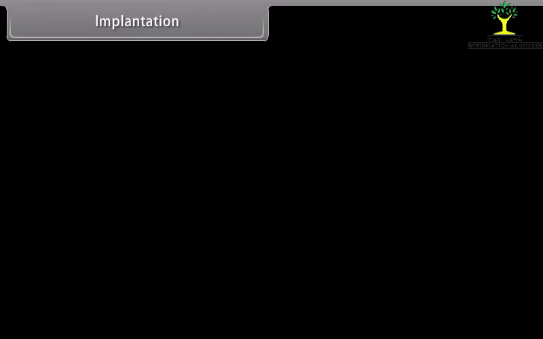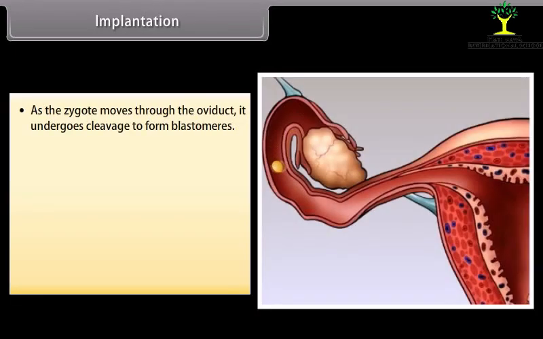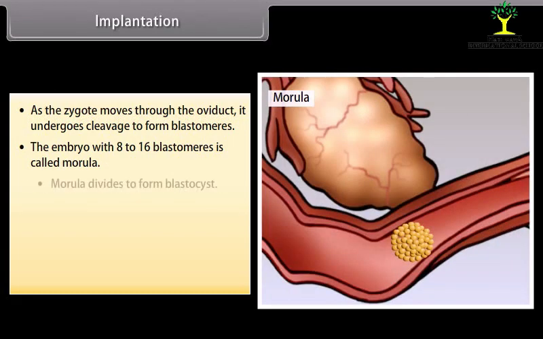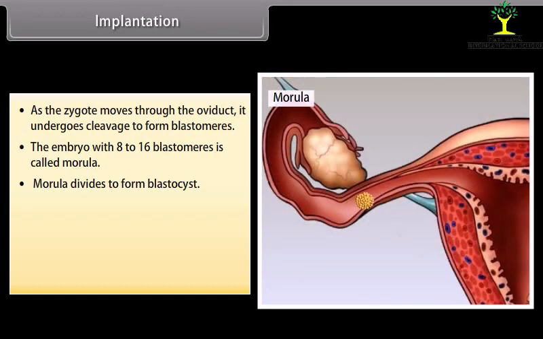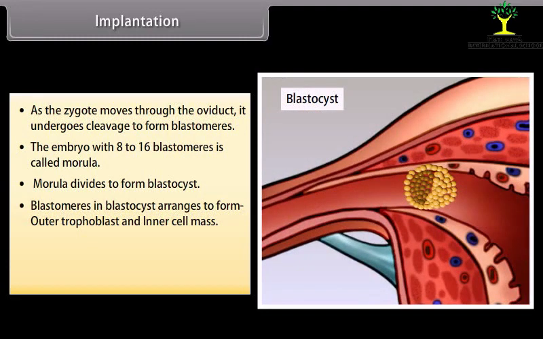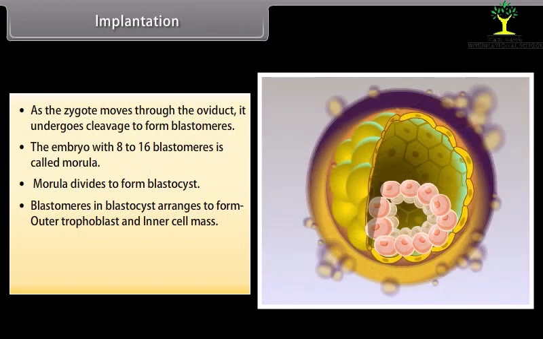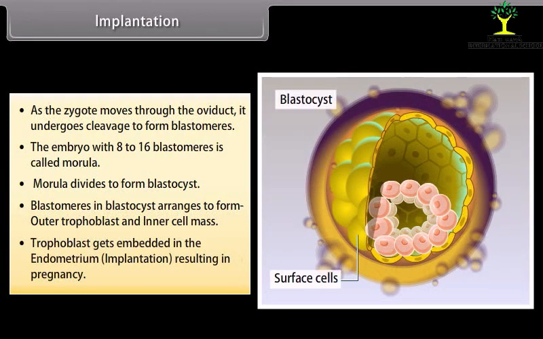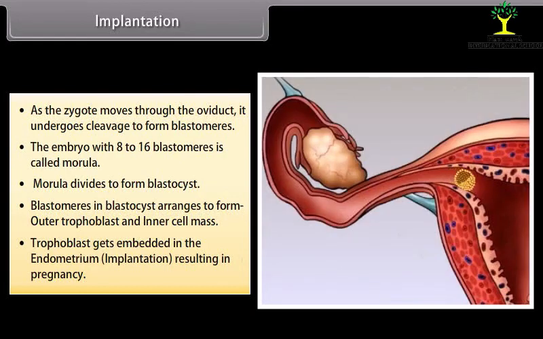Implantation. As the zygote moves through the oviduct, it undergoes cleavage to form blastomeres. The embryo with 8 to 16 blastomeres is called morula. Morula divides to form blastocyst. Blastomeres in blastocyst arrange to form outer trophoblast and inner cell mass. Trophoblast gets embedded in the endometrium, or implantation, resulting in pregnancy.